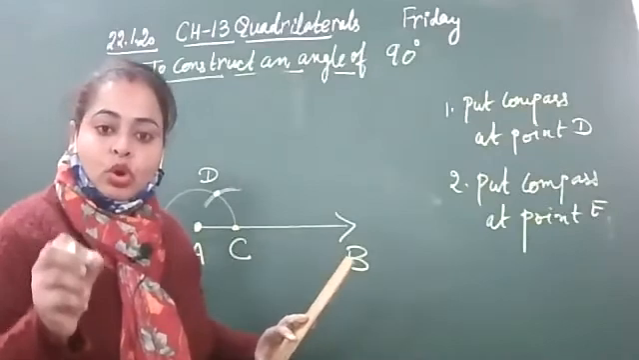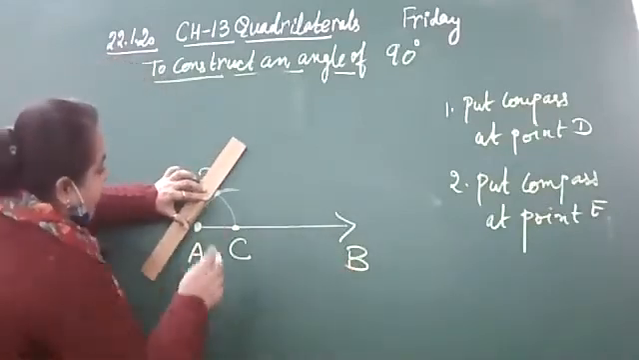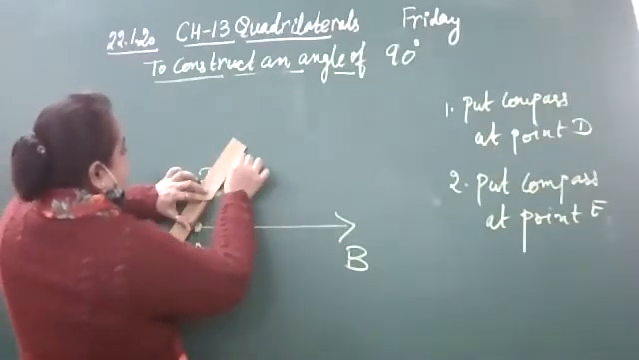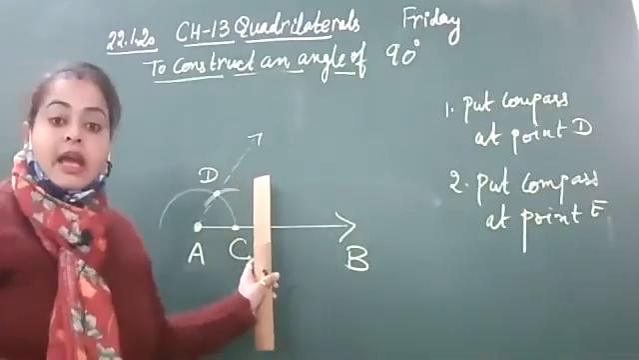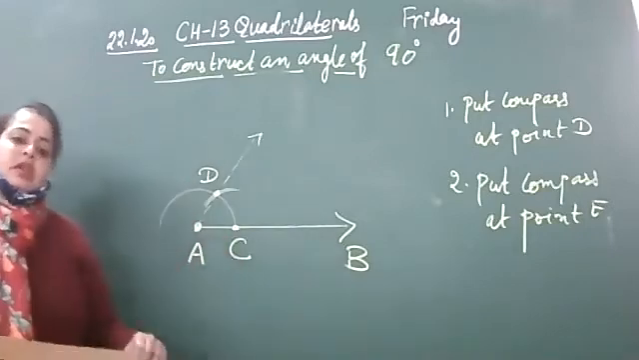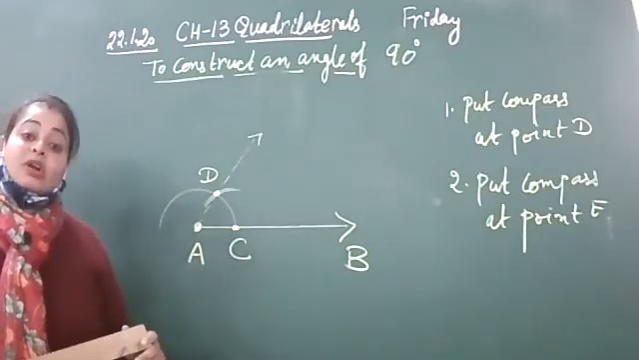If you want to draw a 60 degree angle, then you will draw a ray from this point like this. Okay? So this is an angle of 60 degree. Now tell me, if our requirement is of 120 degree angle, then what will you do?